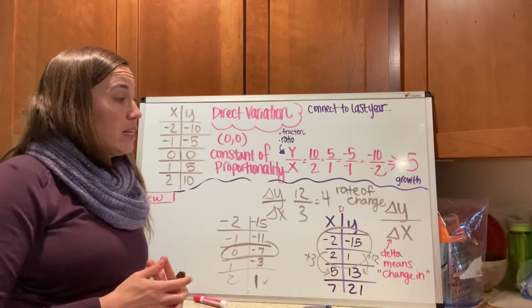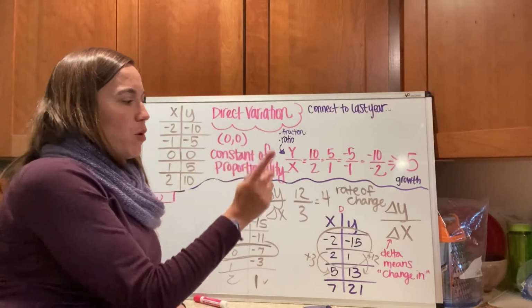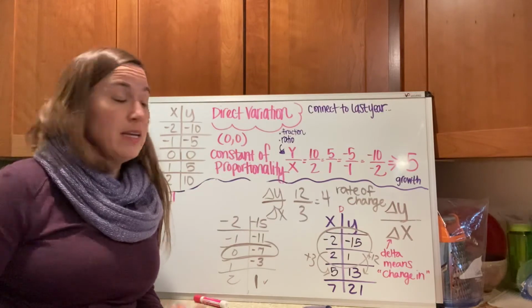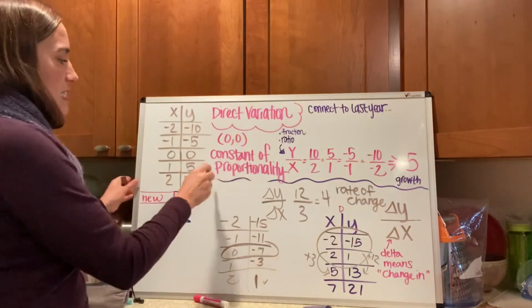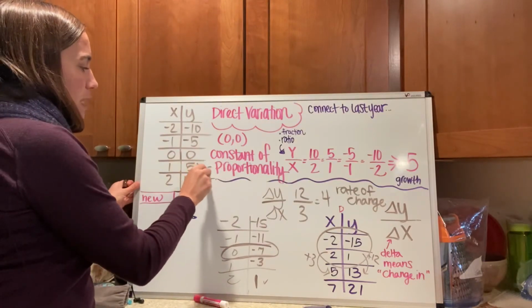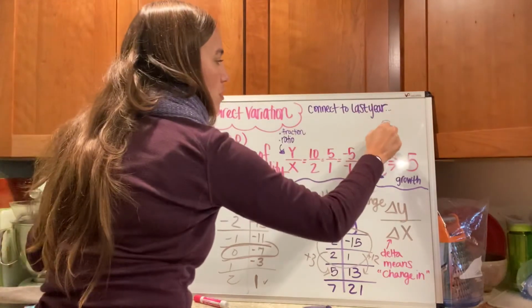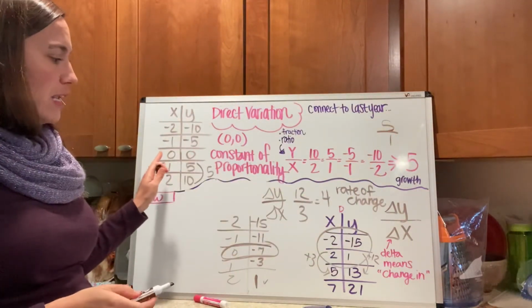I hope that you realize some deep connections between what we did last year and what we're doing this year. Remember, our goal is to find the rate of change by doing the change in y over the change in x. And I wanted to tell you too, you could still do it here. Change in y here is 5, change in x is 1. So I still get that ratio of 5 over 1. So you can use that strategy up here for direct variation.